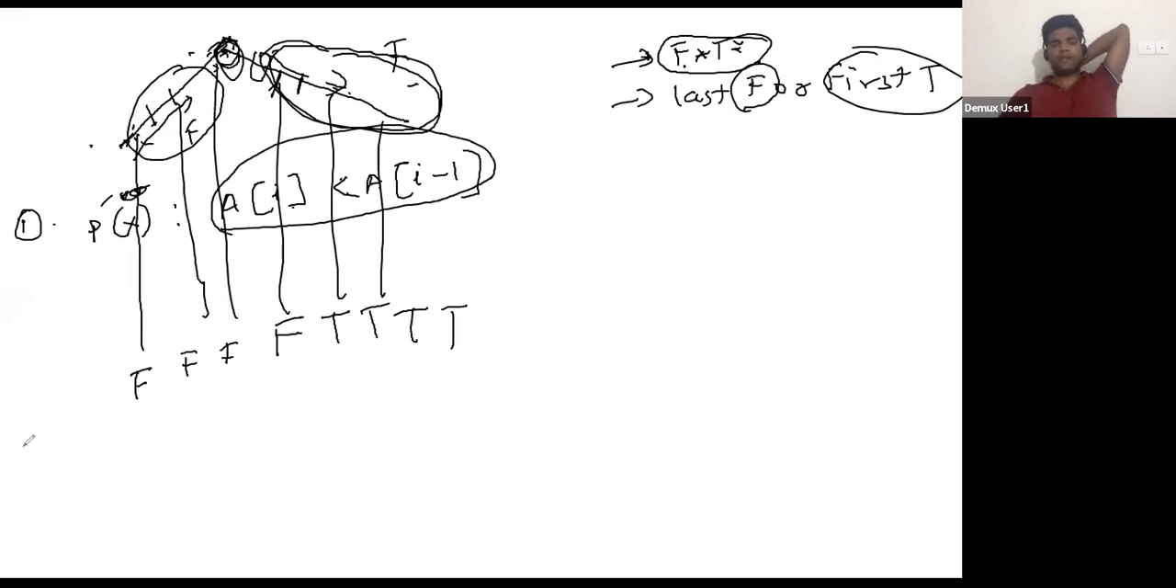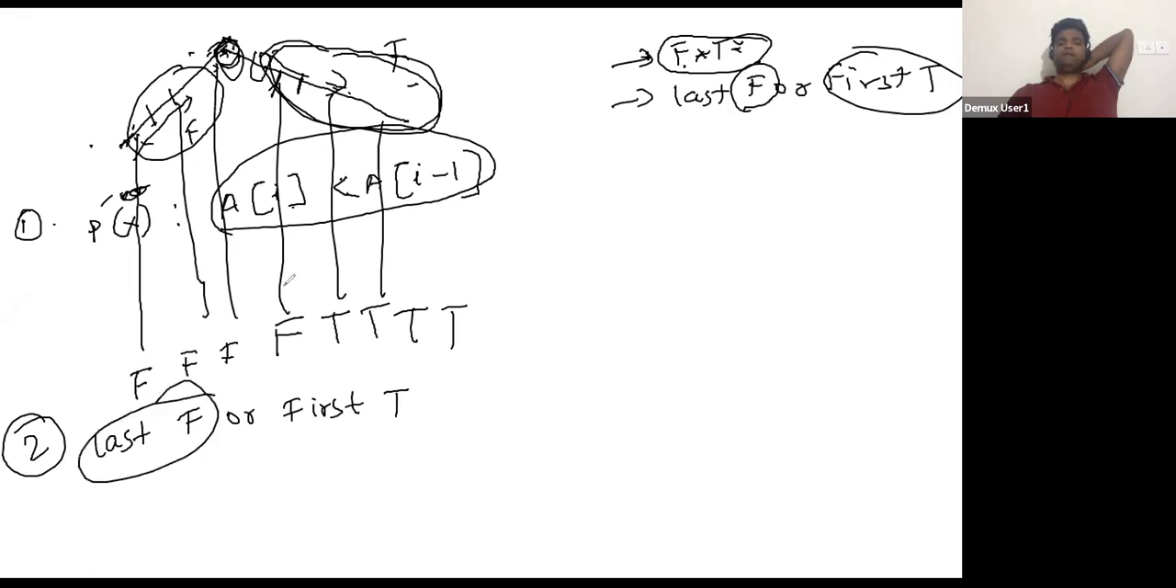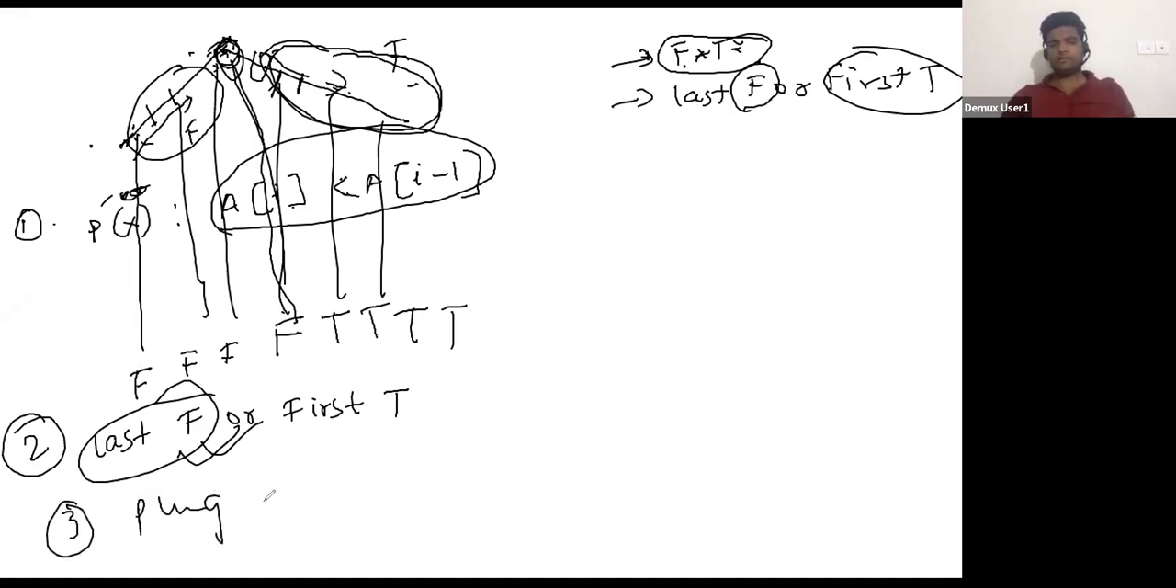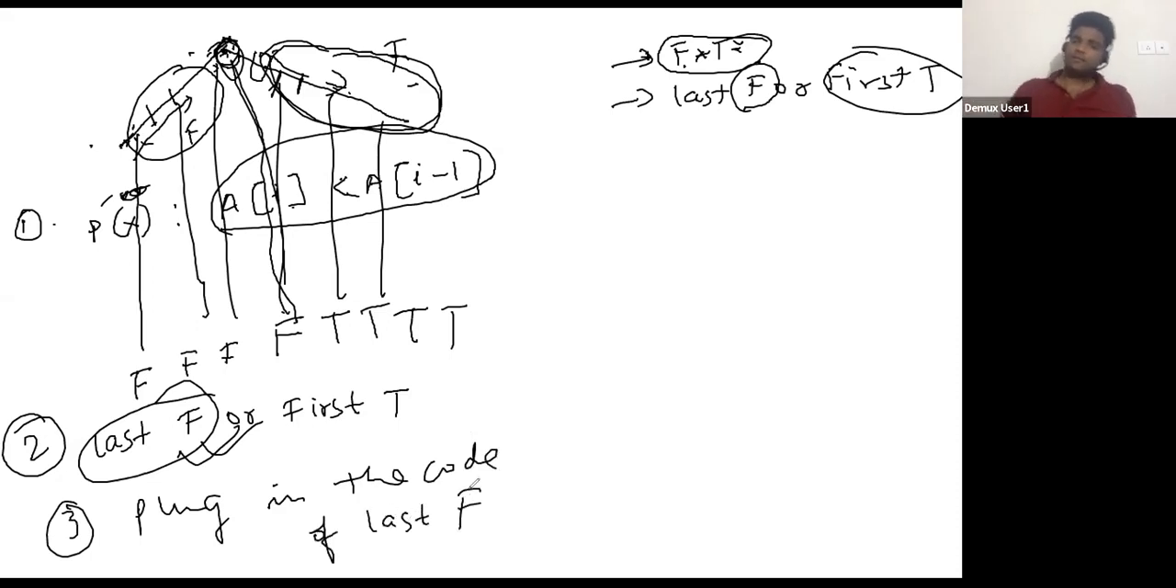Now tell me, if I have to use this predicate, what do I have to find? The last F or the first T? The last F, right? So I have to find the last F. So good, now just plug in that code. That's the answer. Plug in the code of last F. Okay, that's the answer. Just see me coding this.